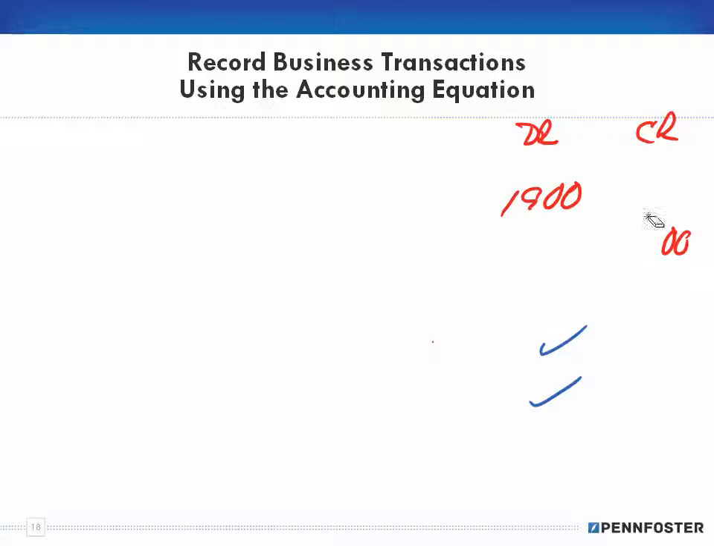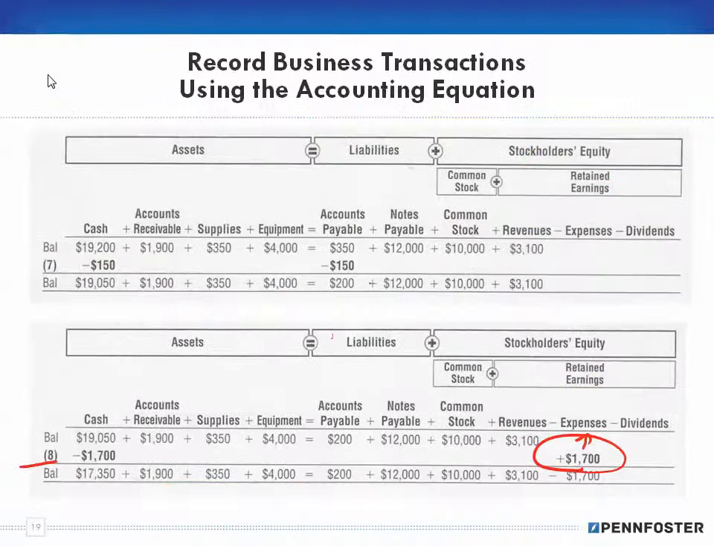I haven't figured out how to erase all of this real quick. All right, so the amount was $1,700.